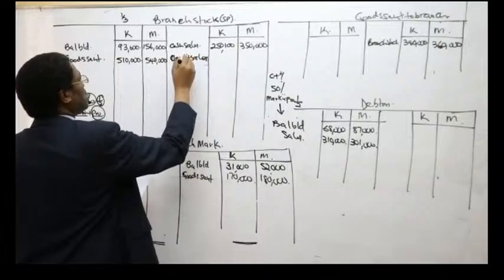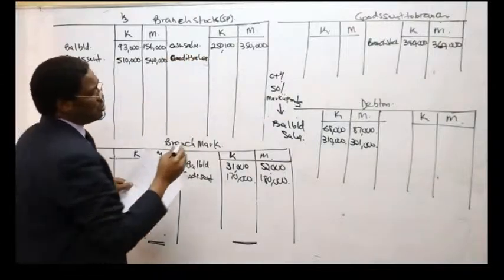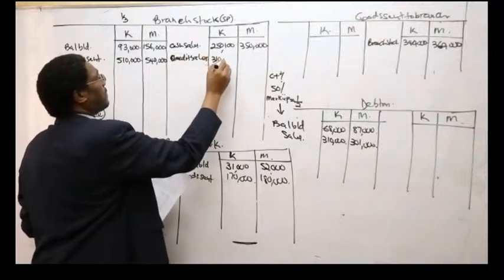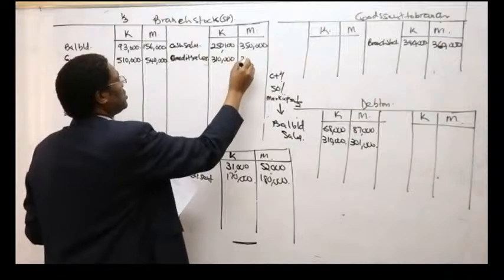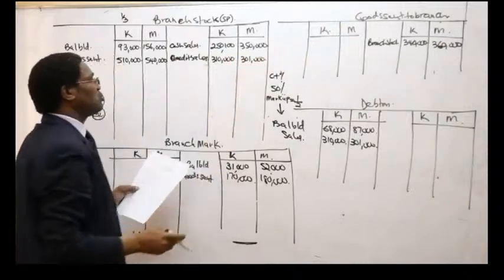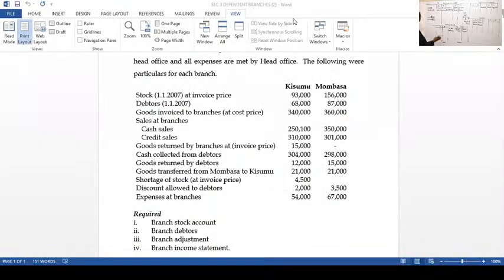And the credit sales for Kisumu were 310, while the credit sales for Mombasa was 301. So we are through with the entry for credit sales. The other one is goods returned by debtors. I hope you remember we say when a debtor returns goods to the branch, goods returned by branch.